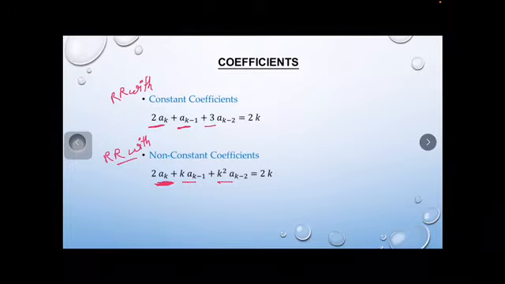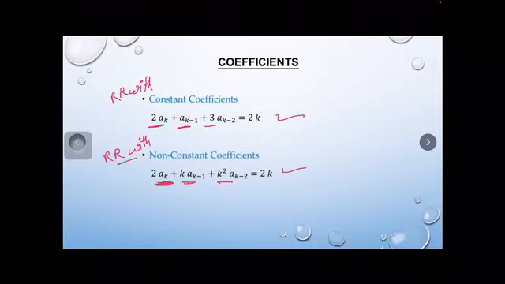You have to consider the coefficients of the recurrence terms. If these are constant, this is a constant coefficients recurrence relation, and if they are variables, then you say that this is a recurrence relation with non-constant coefficients.